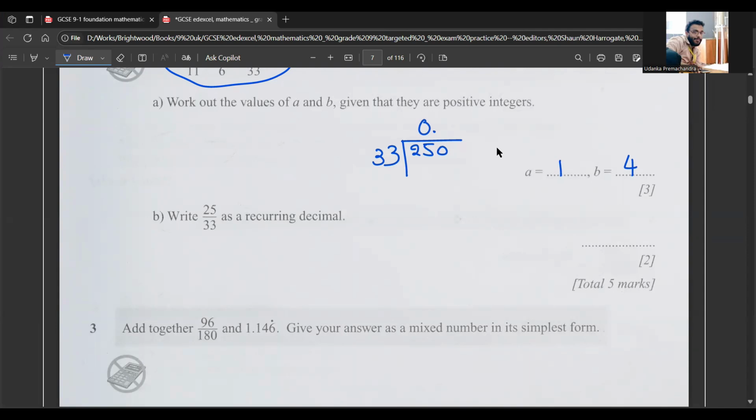Divide it. 250 divided by 33. There are 7, 231, remainder 19. So 9 there. So you have 9, so 90. How many 33s are there? There are two, so 66. 90 minus 66 is 24. For 240, there are again 7, I guess.